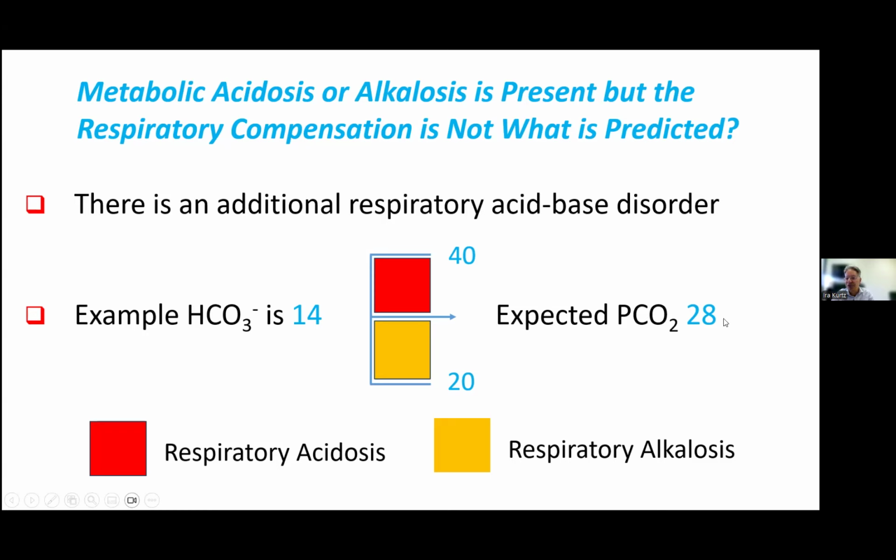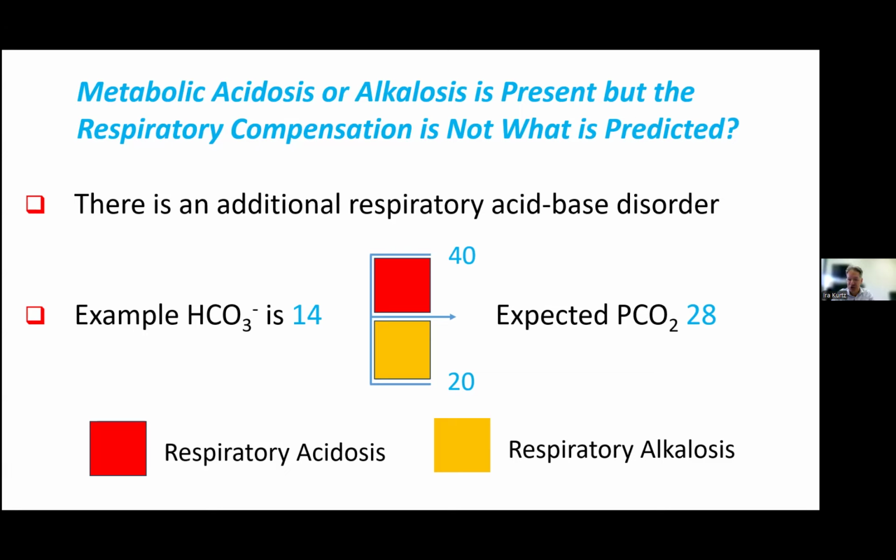So let's take, for example, a patient with a bicarbonate of 14 due to a metabolic acidosis. You would expect the PCO2 to be 28. Right? This changes by 12 for every 10 change in the bicarbonate. But the key point is this: if the PCO2 is above 28, let's say it was 32 or 33, that is called a respiratory acidosis because it's above what is expected.